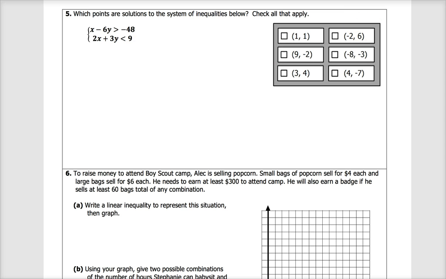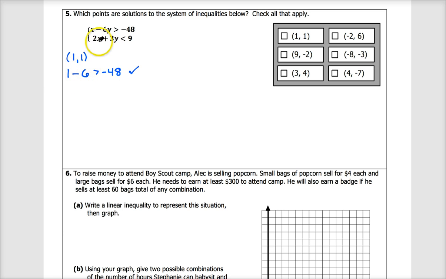So if I start with the point 1, 1, to figure out whether this is a solution or not of the system, I'm going to plug a 1 in for x and a 1 in for y into both of my inequalities. So in my first inequality, that's going to be a 1, and then 6 times 1 is 6, so this will be 1 minus 6. And you're asking yourself, is that greater than negative 48? Well, 1 minus 6 is greater than negative 48. Okay, so I would say yes, that works.